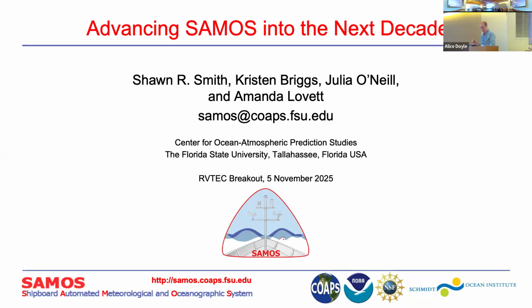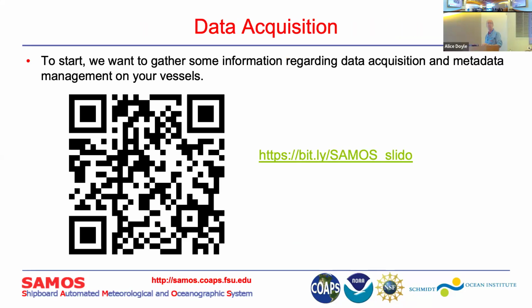We're going to start off with some quick Slido surveys, all focused on data acquisition, so basically what you're using and how you're doing your acquisition. The first question is looking at the next 5 years. You can grab the QR code or go to that bit.ly link. If you prefer to look at it on your laptop, you can follow that link. There is an underscore there, not a space.